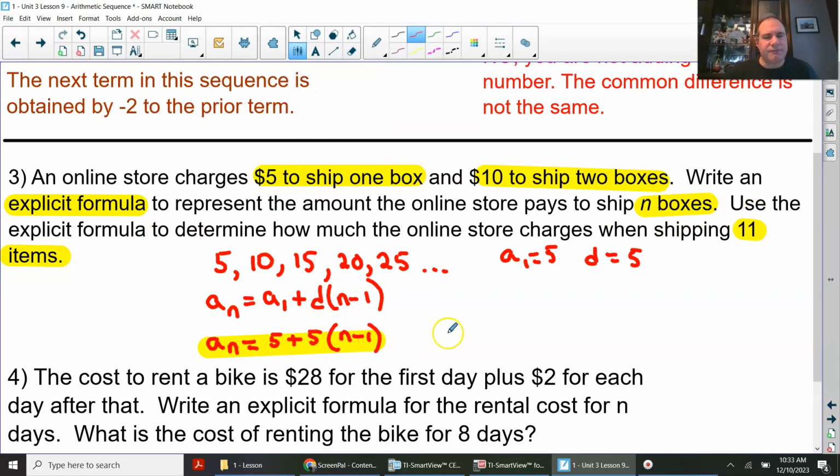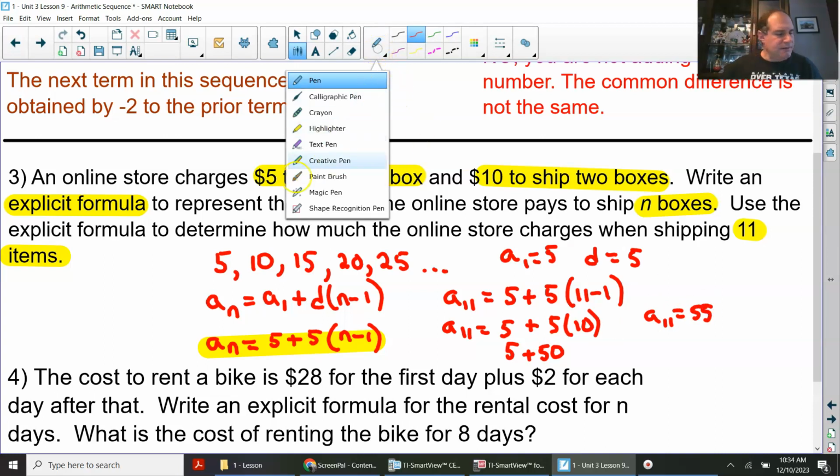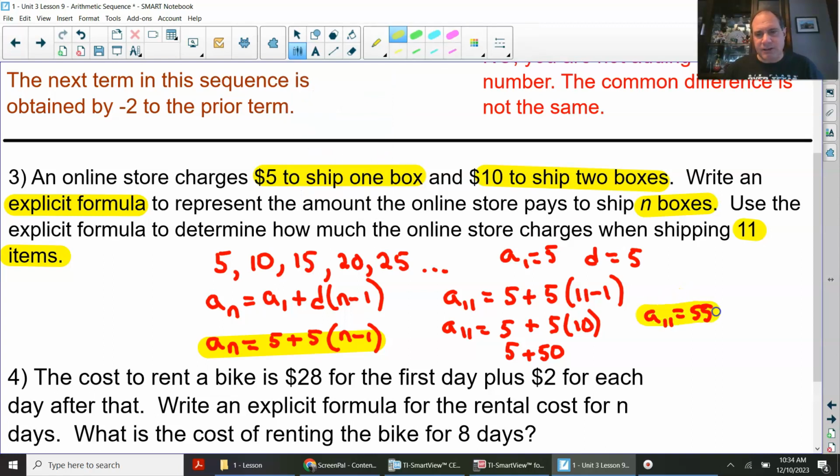But now it says use the explicit formula to determine how much the online store would charge when they're shipping 11 boxes. So a sub 11 is what we're looking for. The first term is still 5, and the common difference is still 5, but now n is 11 because we are looking for the 11th term. So a sub 11 equals, and I can do it by hand because it's easy, 5 plus 11 minus 1 in the parentheses, 10, so it's 5 plus 50. So a sub 11 is 55. That is your answer, the charge for 11 boxes.